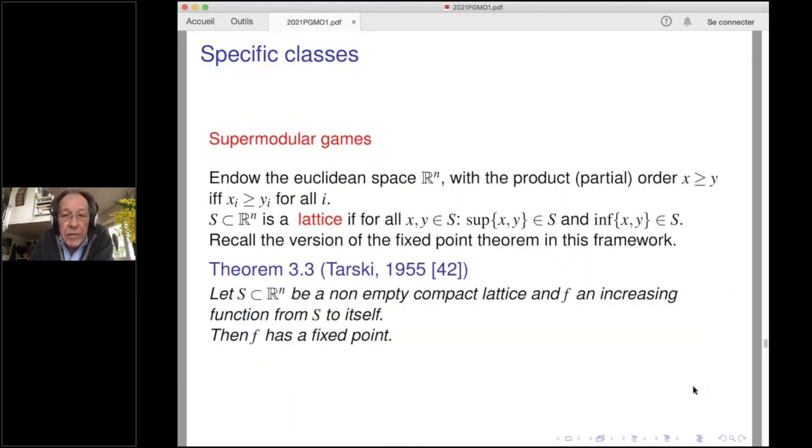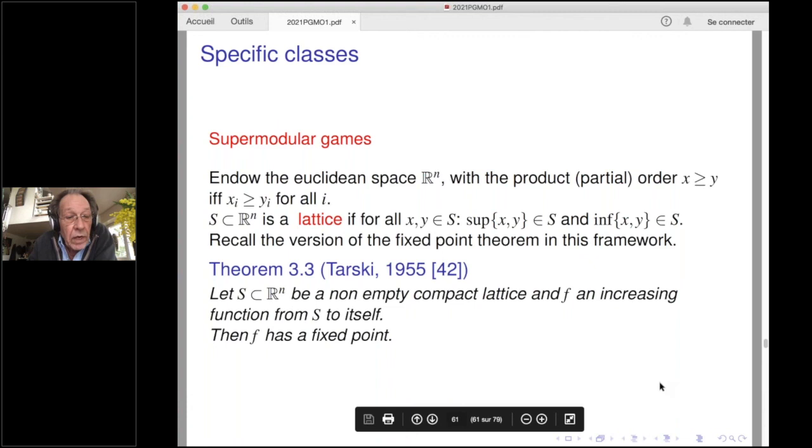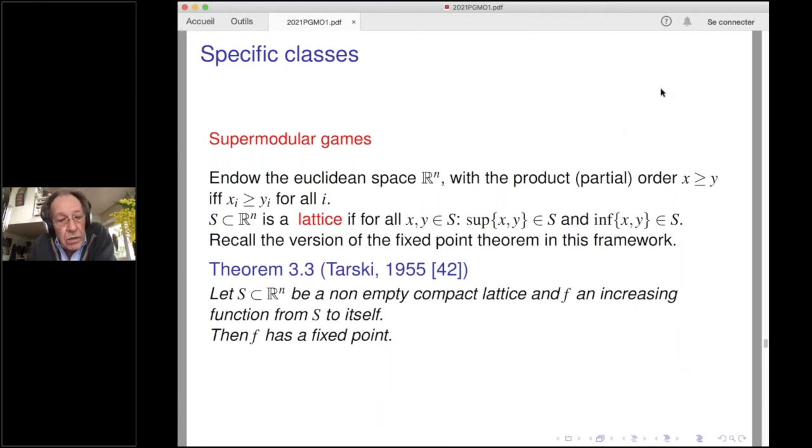Now I look at specific classes. The first class will be supermodular games. Here I just want to describe a class of games where we don't use the usual fixed point theorems, neither Kakutani nor Brouwer. It's a case where you have a lattice structure. You look at the partial order on R^n, and you say that a subset is a lattice if for every two points in S, the supremum and the infimum are in S.